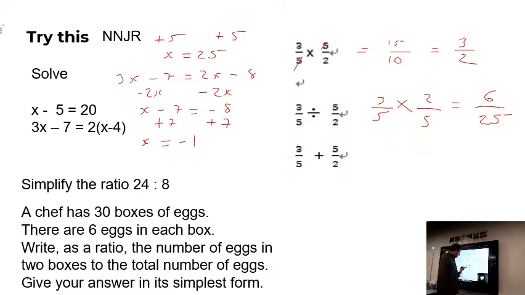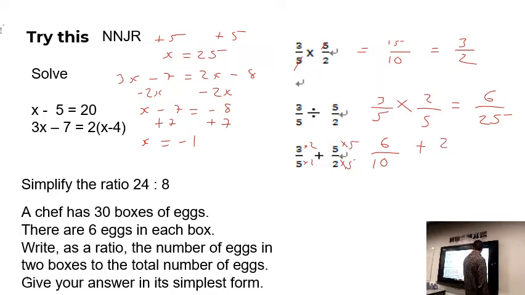Third equation, we want the denominators to be the same. We may choose 10 as the denominator. So to get 10, the first fraction, we multiply it by 2. So this is going to be 6 over 10. And the second fraction, we multiply it by 5. So that will be 25 over 10. Okay, denominators are the same, so we can just add the numerators, so that will be 31 over 10.